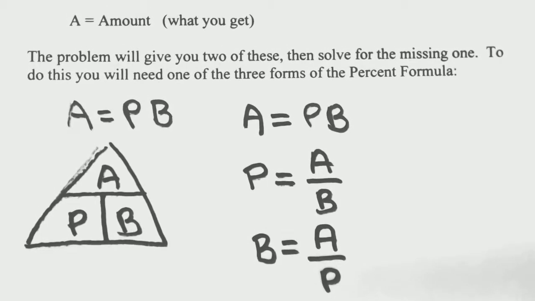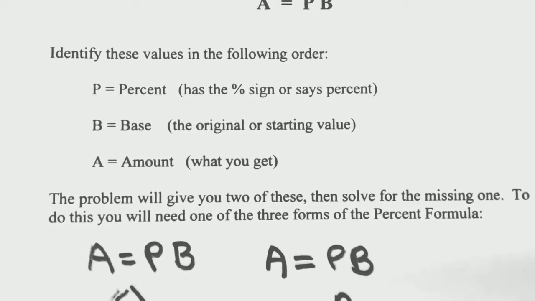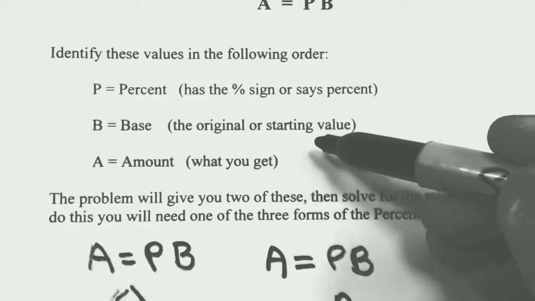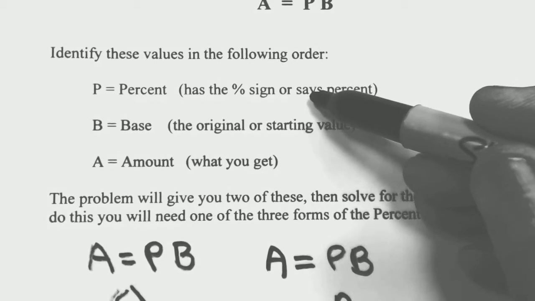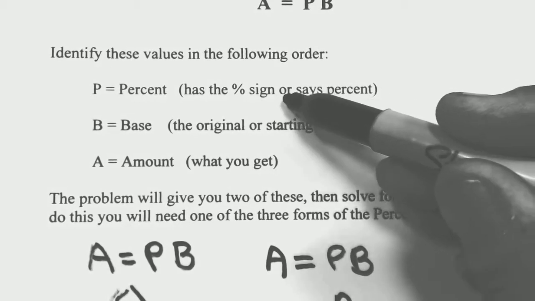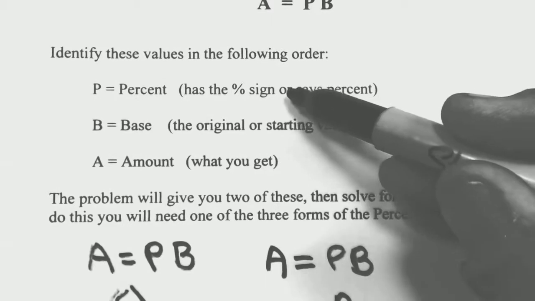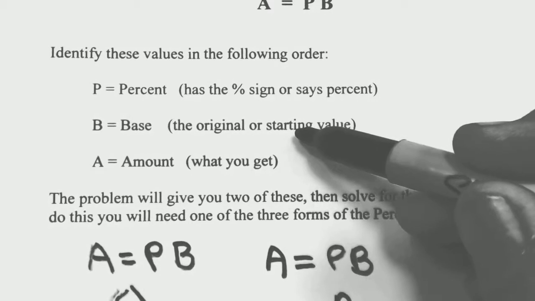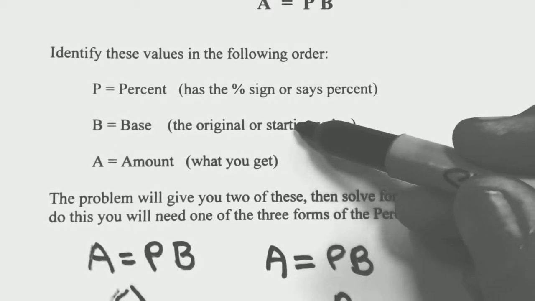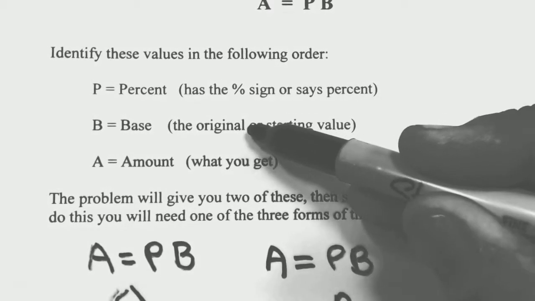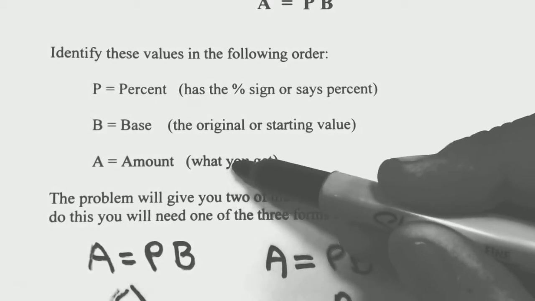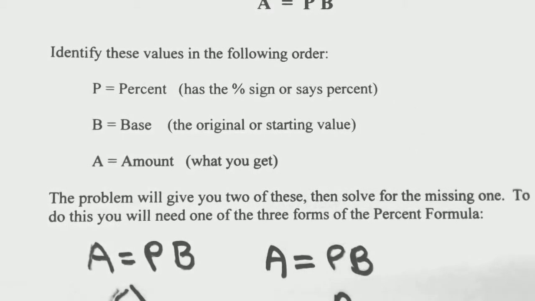Okay, let's start looking at them, but I want to remind you once again that the key to this is identifying these three in the order we've given here. Identify the P, the percent, first, because it's easiest to see. You've got the percent sign, or it says the word percent. After that, you ask yourself, what is the number that I would have to know first, that occurred first, or was the original number in this problem? That's the base. Whatever's left is the amount. That's basically how you get the amount. It's the leftover.